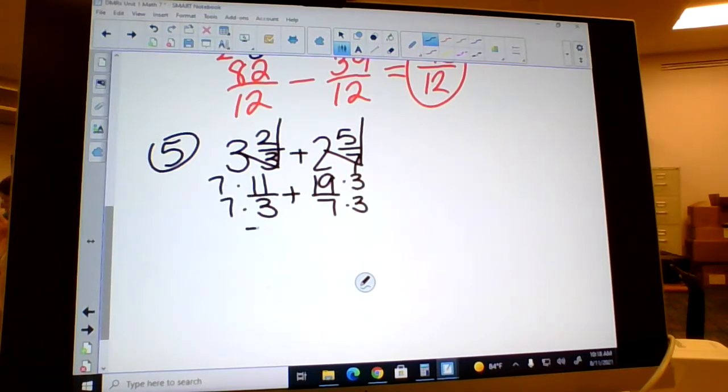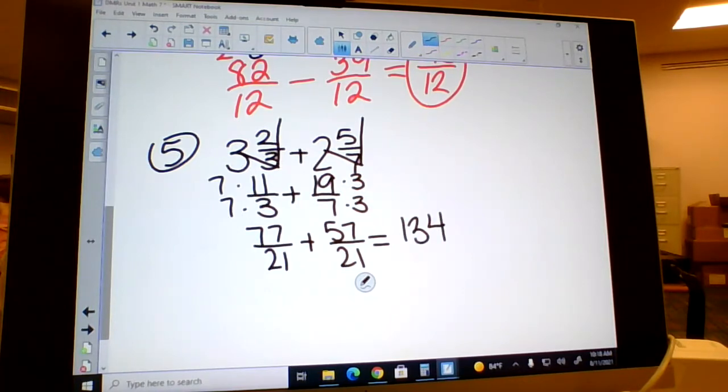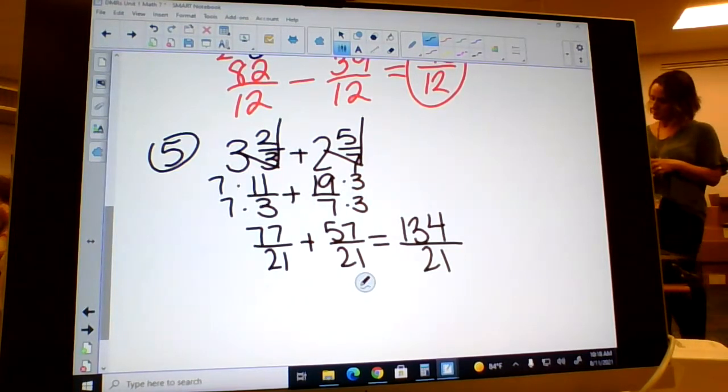So 7 times 11, that's 77 over 21. 19 times 3, that's 57 over 21, right? Yeah. Okay. And then I'll just add my numerators. So 77 plus 57, that's 14. Carry my 1, that's 8, that's 13, 134. Correct me if I'm wrong. I got it right. Yep. I'm just going to make sure the math's right there. 77 plus 57, that's 140. 134, I mean.